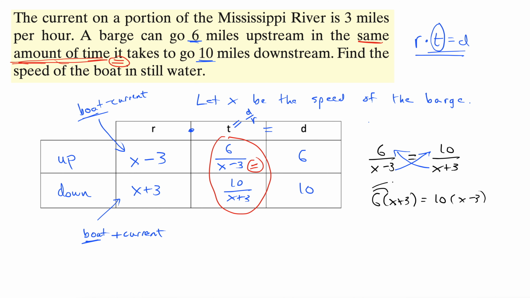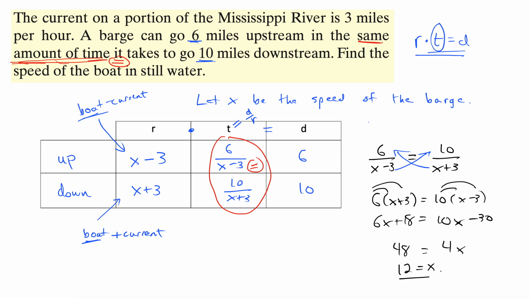And now we're getting close here. Let's distribute the 6. 6x plus 18 equals 10x minus 30. Okay, let's get all the x's on the right-hand side. So I'm subtracting off 6x. That gives us 4x. I'll add 30 to both sides. 18 plus 30 is 48. Divide both sides by 4 and we get 12 equals x.